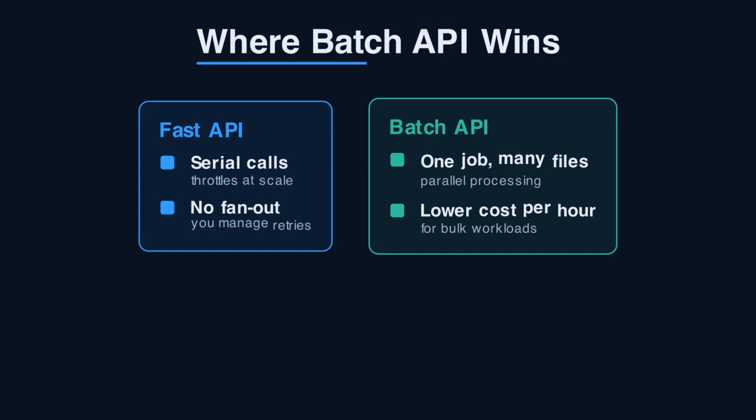Here's the gotcha. Fast API has no fan-out. Loop it over 10,000 files and you'll hit throttling and serial latency. Batch handles that volume in one job, cheaper per hour, with no code managing concurrency.